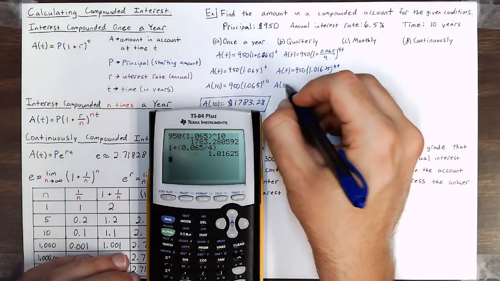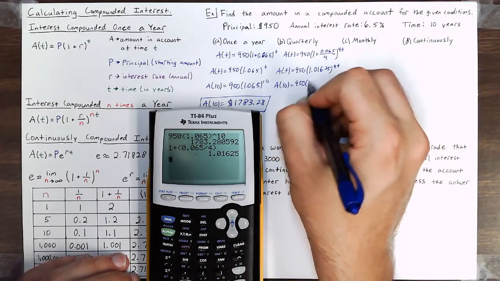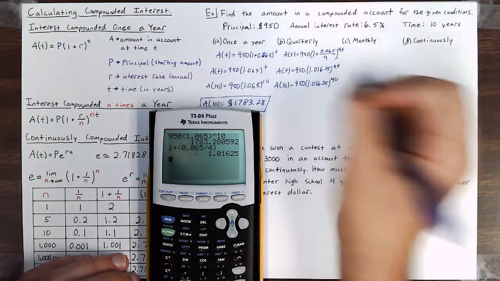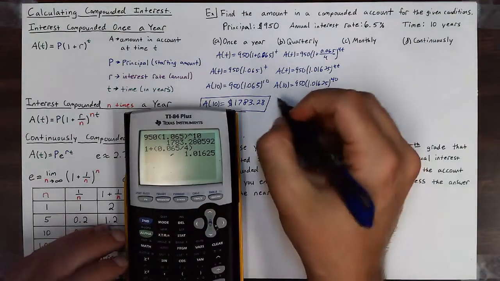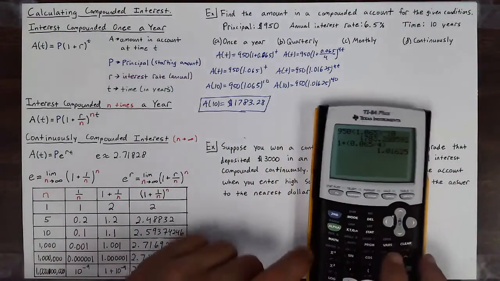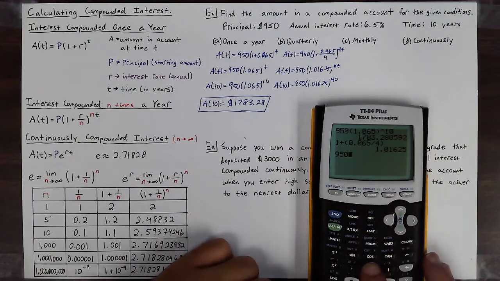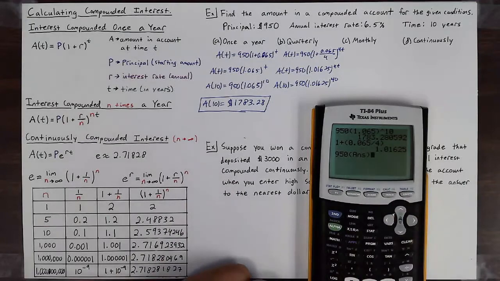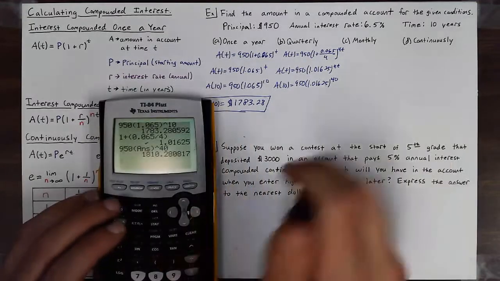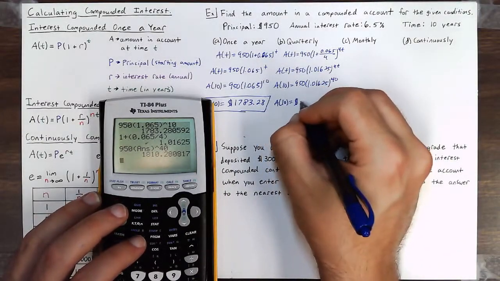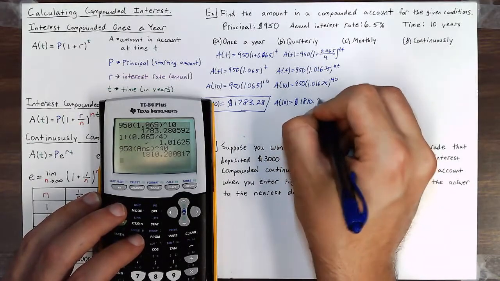So A of 10 would equal 950 times 1.01625 to the 40th power. When I plug this in, to avoid making any mistakes, I'm going to put 950 times the answer from before, to the 40th power. And that gives me more money than it did before. So the more times you compound in a year, the more money you should make.